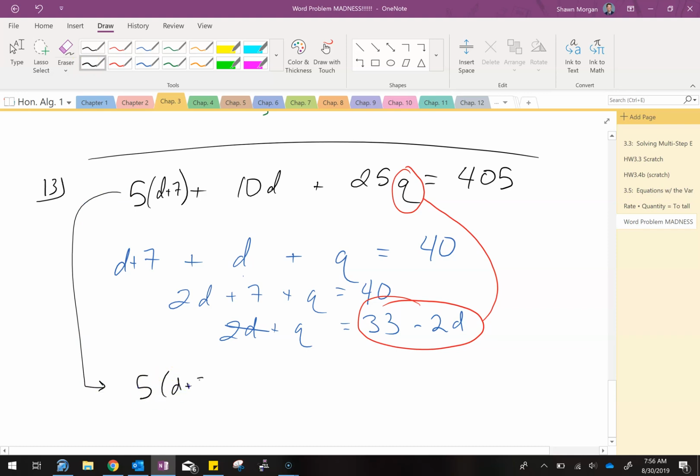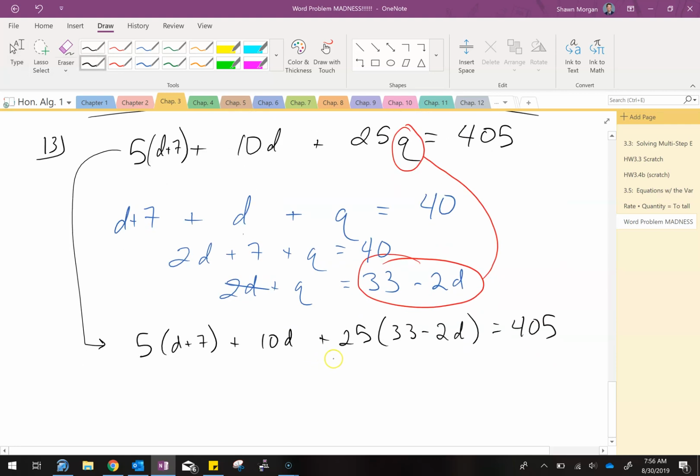So we could swap out Q and we could have one nice, neat equation. 5 times the quantity D plus 7, plus 10D, plus 25, not 25Q, but 25 times that new expression, equals 405. And since we're out of time, dot, dot, dot, that's an equation that I would expect everybody to be able to solve. And when you solve it out, you get D equals some number, and that would be the number of dimes that he had. Okay, so that's all the time we have for this screencast. We'll meet again in class next time and discuss some more of these word problems. Thank you.